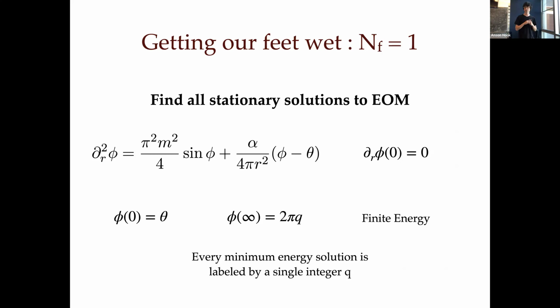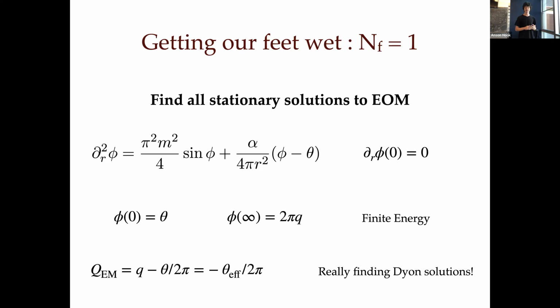You can say finite energy forces the electromagnetic piece, which forces phi equals theta at the origin, because 1 over r squared says a huge amount of energy if phi is not equal to theta at the origin. And then away from the origin, the mass term says cosine phi has to be equal to 1. So at infinity, it has to go to 2 pi times some integer. So every solution I'm going to look at will just be characterized by some integer q.